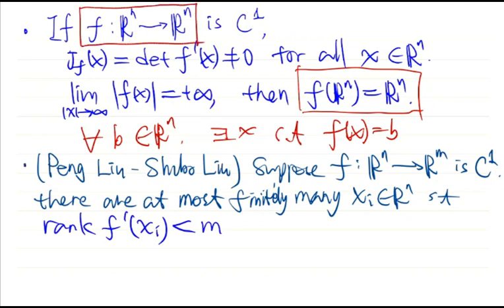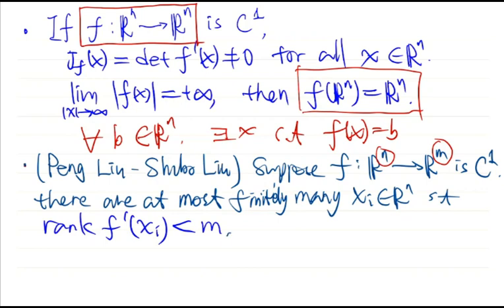In this example, F is a map from R^n to R^n. The source space and the target space have the same dimension. So the Jacobian matrix is a square matrix, and we can talk about the Jacobian determinant. Here we study the case where the dimensions of the source space and the target space could be different. Therefore, in general, the Jacobian matrix is not a square matrix. We cannot take a determinant, but we can talk about its rank. So we assume that there are at most finitely many points where the rank is less than m. This is our first assumption.